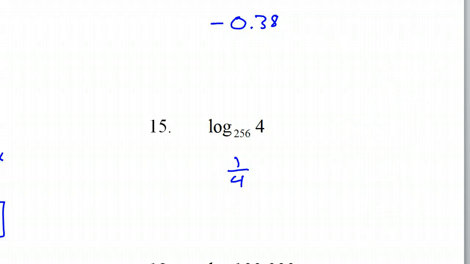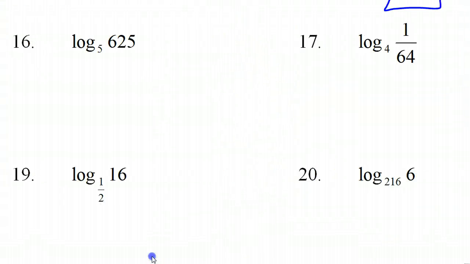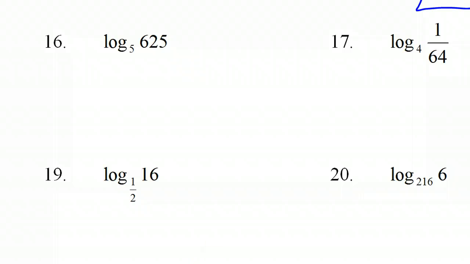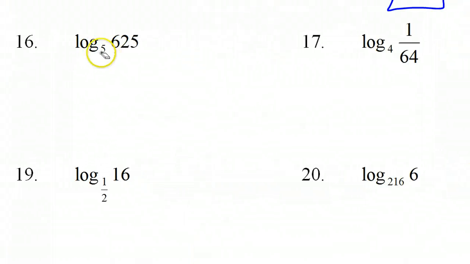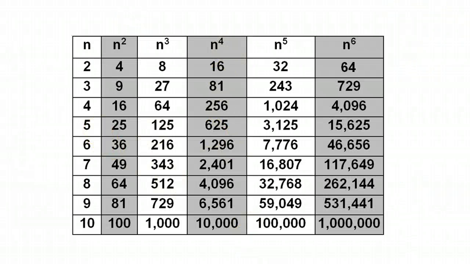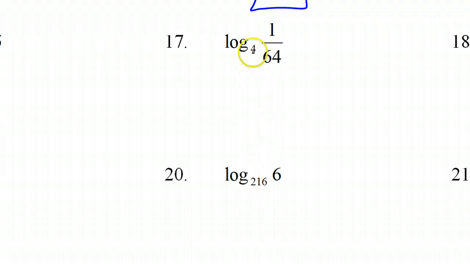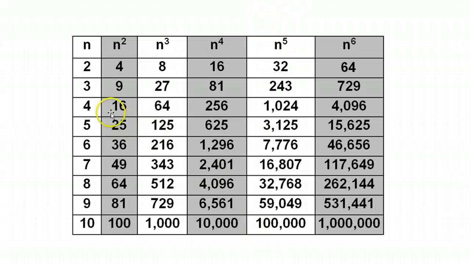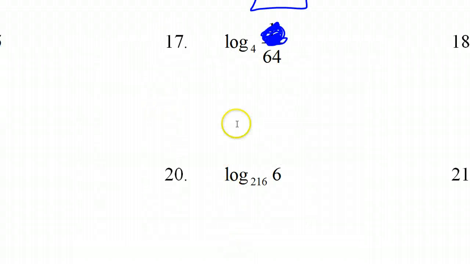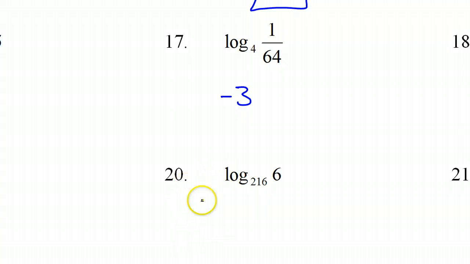Alright, I've really got to do some of these fast because we have so many problems on this assignment. Okay, number 16. 5 to what power gives me 625? 4th power. Alright, scribble out the 1 temporarily. 4 to what power gives me 64? Well, that's 4 to the 3rd power. So at first I put down a 3. But then because it was really 1 over, it must be -3.